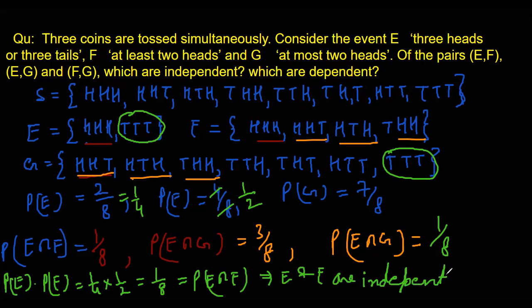Similarly, you can check for others, and you will observe that these two are not independent. That means they are dependent. Which two? You can check for F and Z and E and G, right? So here first we will conclude this: E and F are independent, and you can check for other two events and you'll find that other two are not independent.